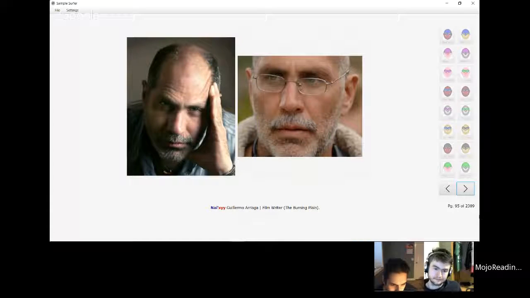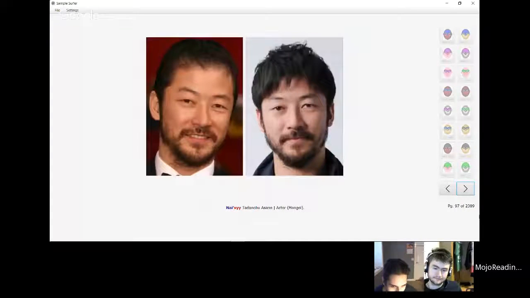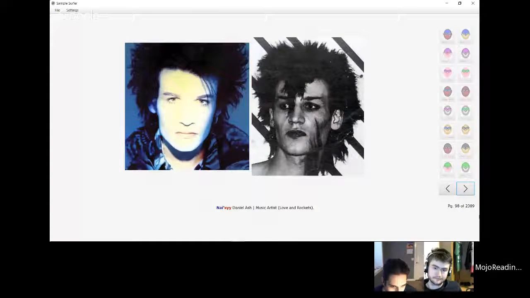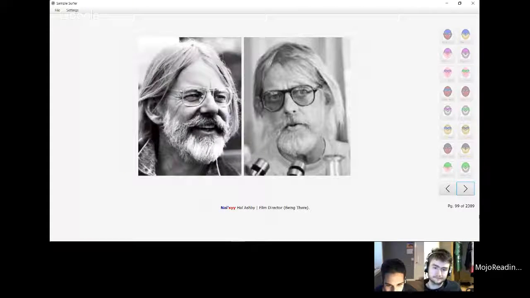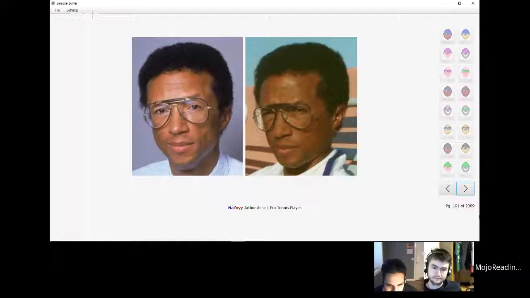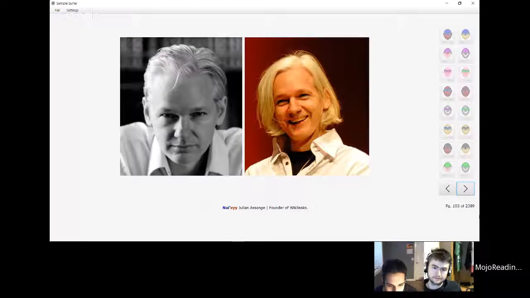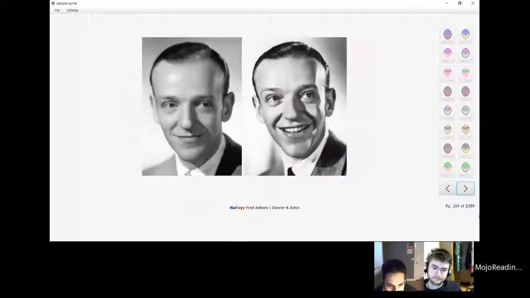Naiji Guillermo Arriaga. Naiji Jan Arthur Bertrand. Naiji Tadanobu Asano. Naiji Daniel Ash. Naiji Hal Ashby. Naiji Richard Ashcroft. Naiji Arthur Ashe. Naiji Peter Asher. Naiji Julian Assange. Naiji Fred Astaire.